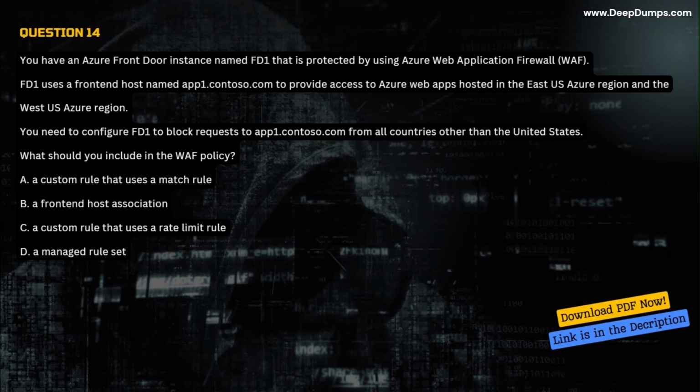Question 14. You have an Azure front door instance named FD1 that is protected by using Azure Web Application Firewall, WAF. FD1 uses a front-end host named app1.contoso.com to provide access to Azure Web Apps hosted in the East US Azure region and the West US Azure region. You need to configure FD1 to block requests to app1.contoso.com from all countries other than the United States. What should you include in the WAF policy?